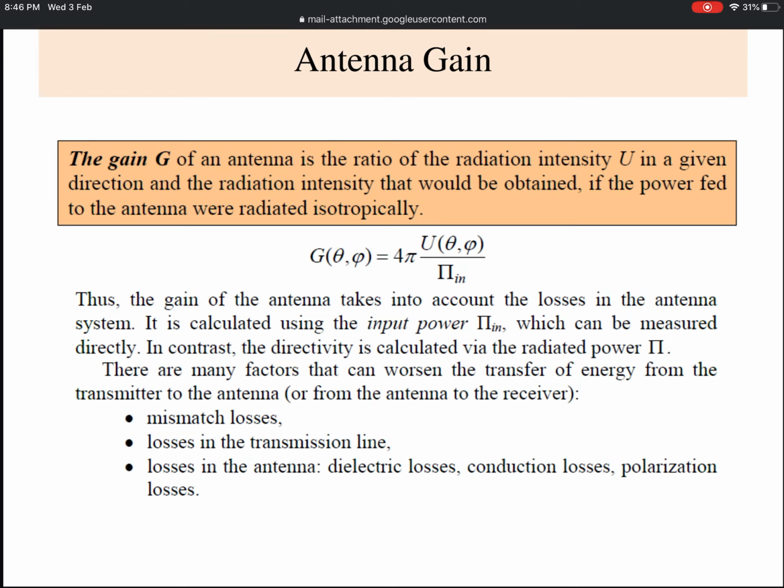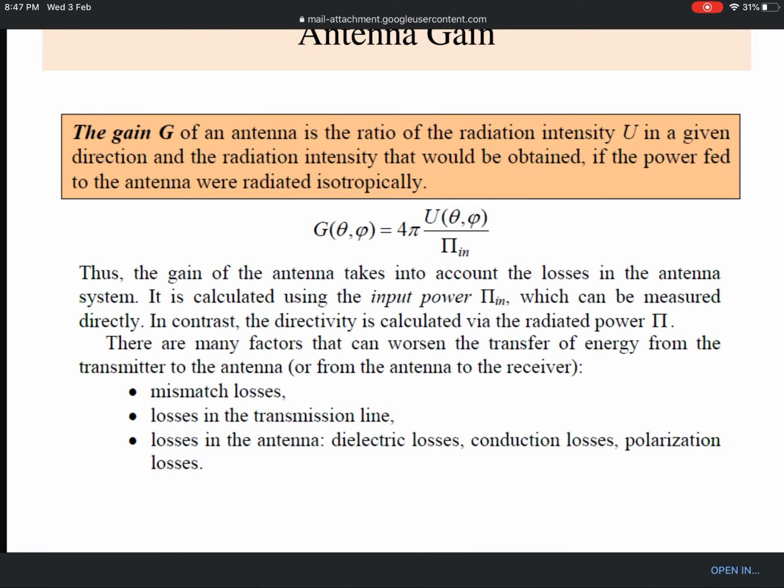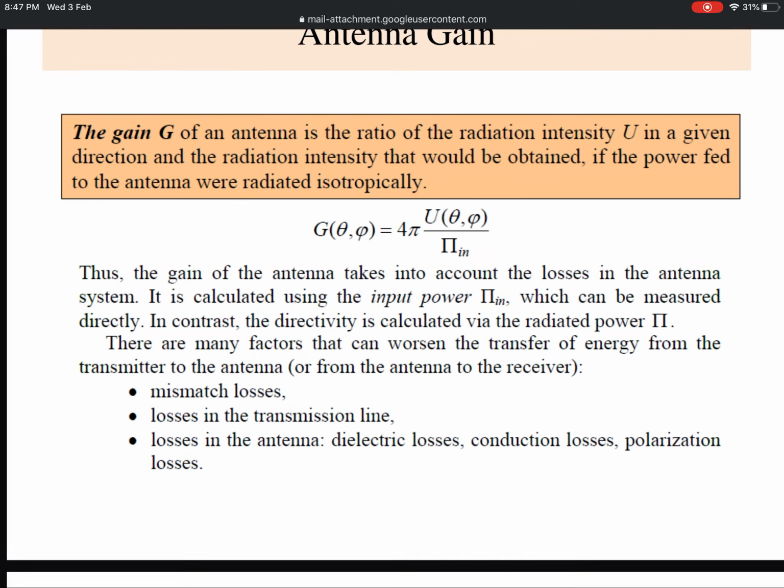So there is a certain difference between the gain and directivity. When people talk about gain, it takes into consideration the input power, which can be measured directly. In contrast, the directivity is calculated via the radiated power. You should always remember this. Gain and directivity, they two are different things.